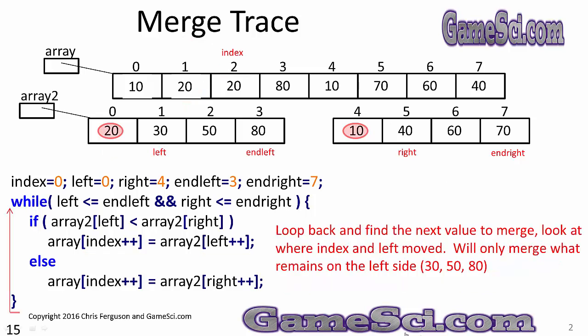Let's loop back up and find the next value to merge. Look at where index and left moved. I'm now firmly at 2 in index. That's where the next merged value should go. I'm now firmly at 1 on the left. That's what I should be looking at. I'll be looking at the number on the left and the number on the right and decide which one will merge next. We'll only merge what remains on the left side, 30, 50, and 80.